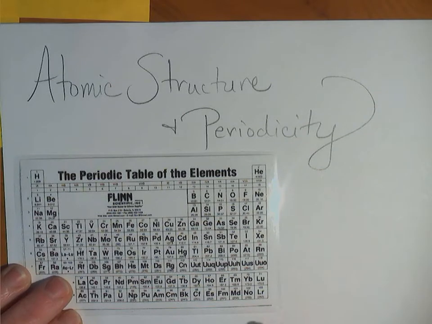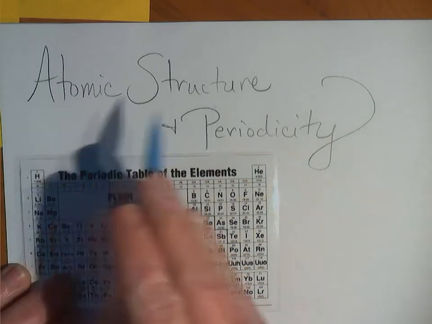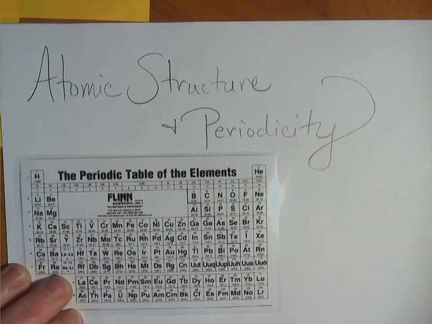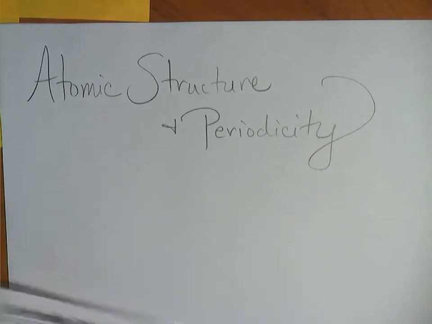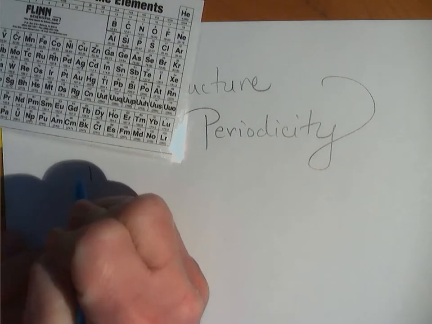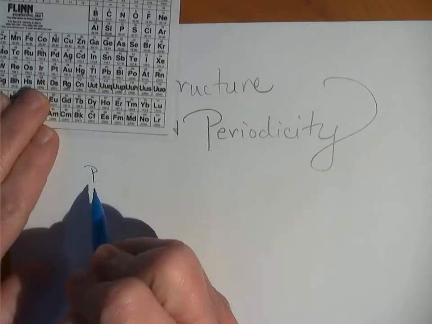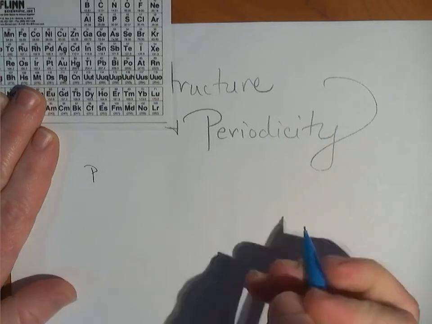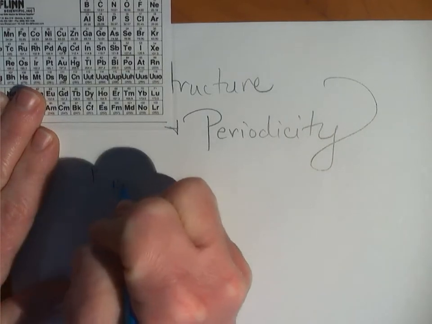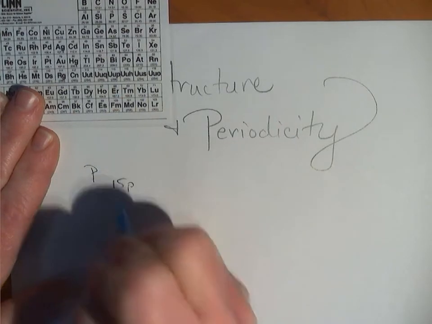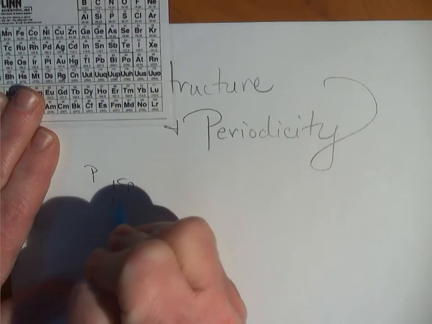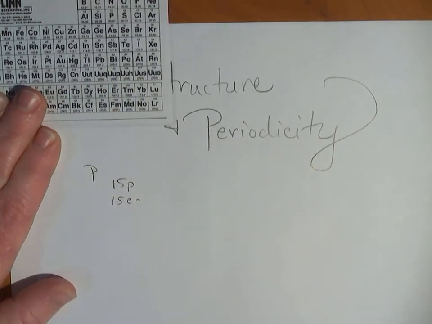Let's jump into our Blitz review of atomic structure and periodicity. Let's start using phosphorus as our example. So, what makes phosphorus phosphorus? What gives identity to an element is its number of protons, which of course is its atomic number. So phosphorus has 15 protons. Now, to be neutral, we know it will also have 15 electrons.